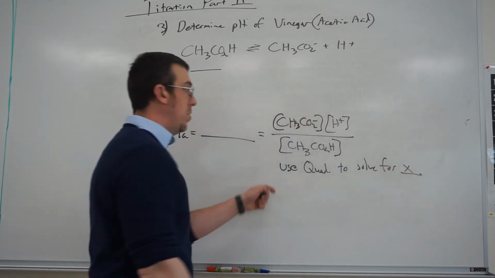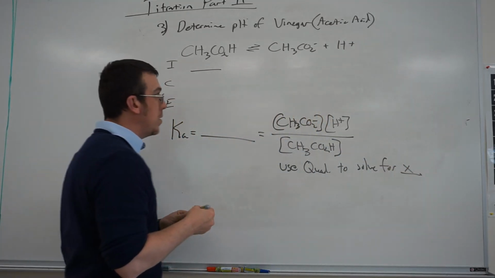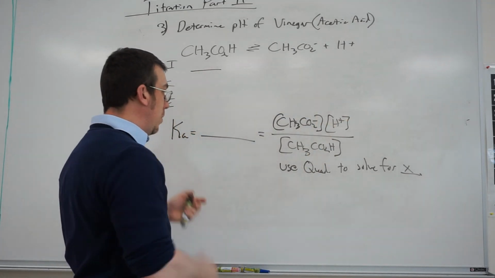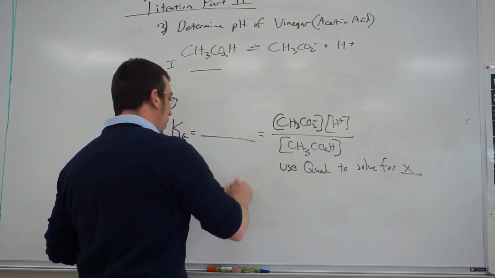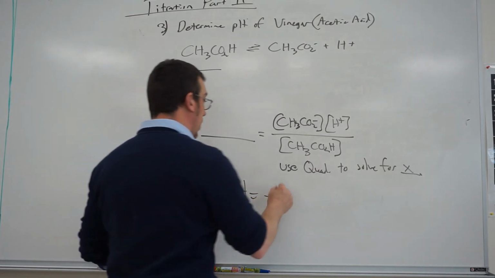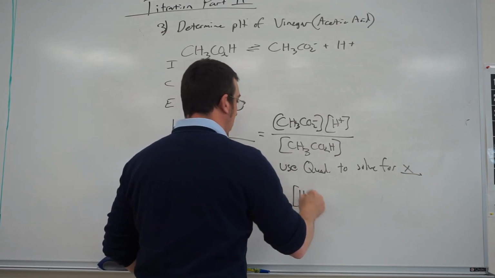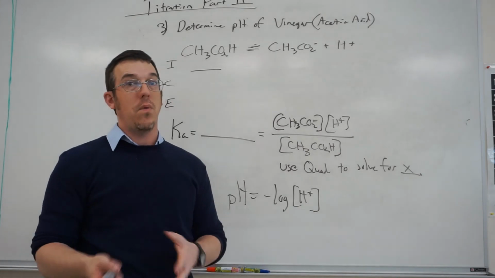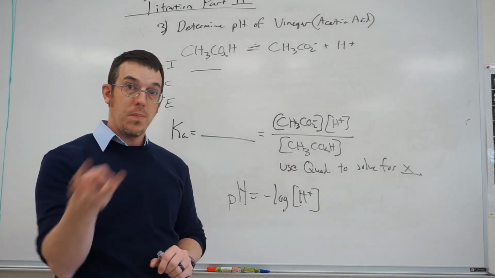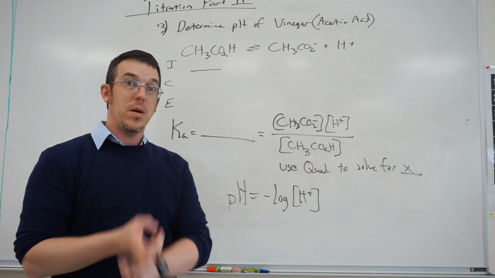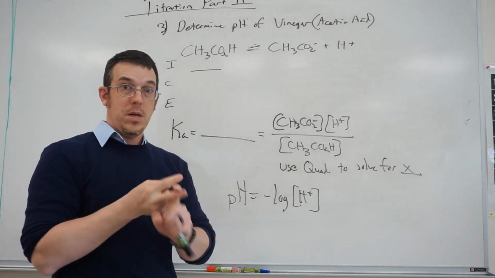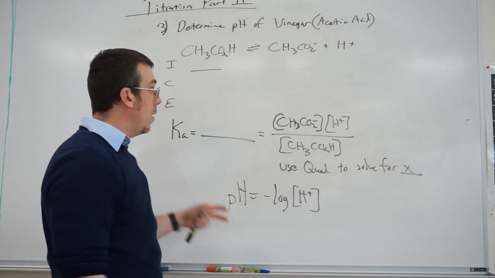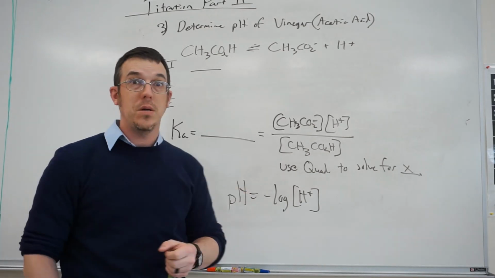Once you solve for x, you're going to find out from the ICE chart that x is equal to the hydrogen ion concentration. And then you can solve for the pH. Remember the equation for pH: pH is equal to negative log of the hydrogen ion concentration. And so that's the objective for this experiment. Remember, there are three parts to it: standardize sodium hydroxide using KHP. The second part is to determine the molarity of the acetic acid. And the third part is to ultimately determine the pH of this solution.